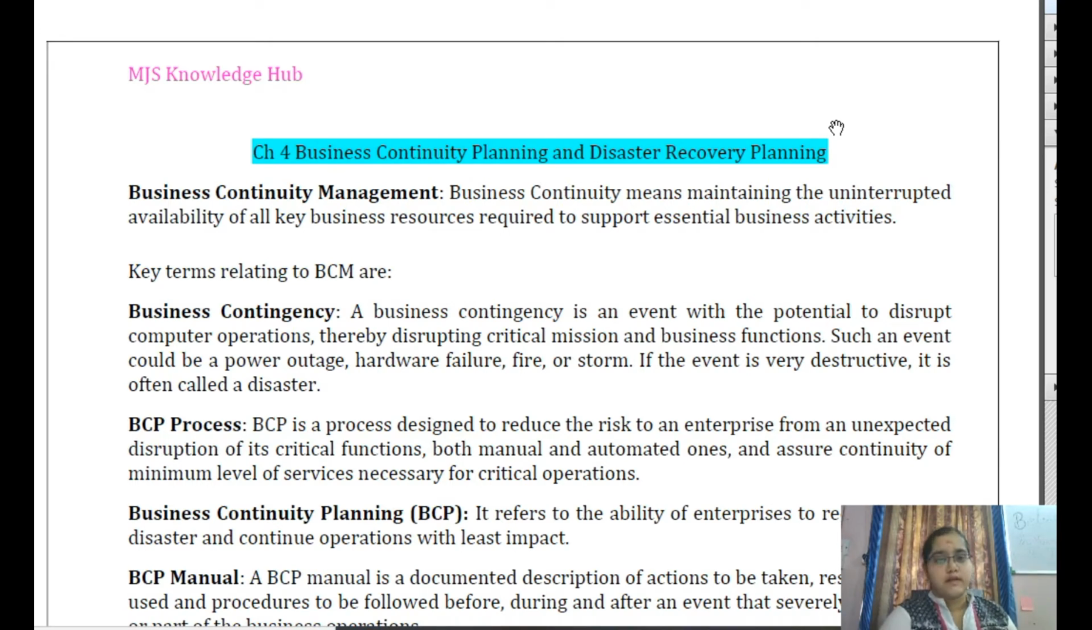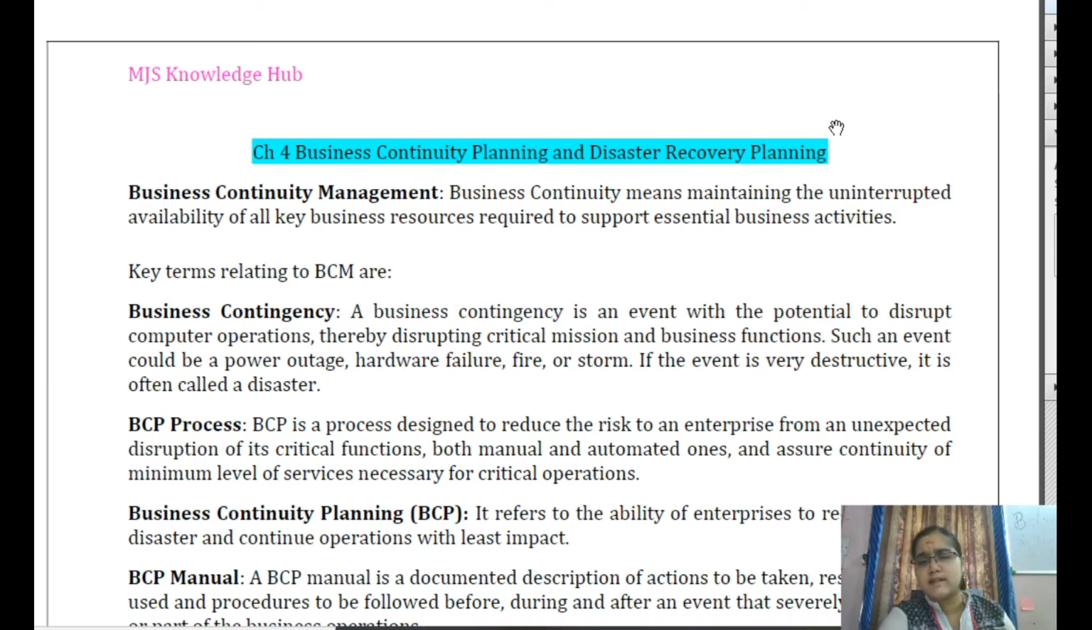What is meant by business continuity management? BCM. Business continuity means maintaining the uninterrupted availability of key business resources required to support the essential business activity. So every business has some objective and provides some service or goods to the users. So the business continuity means you must ensure that the key activities or key business resources are not affected by the disruption, and they are always available to the organization. So the terms like business contingency, continuity planning process, business continuity planning, and BCP manual, etc., come out of the requirement to ensure that the business resources are always available to support the essential business activities.